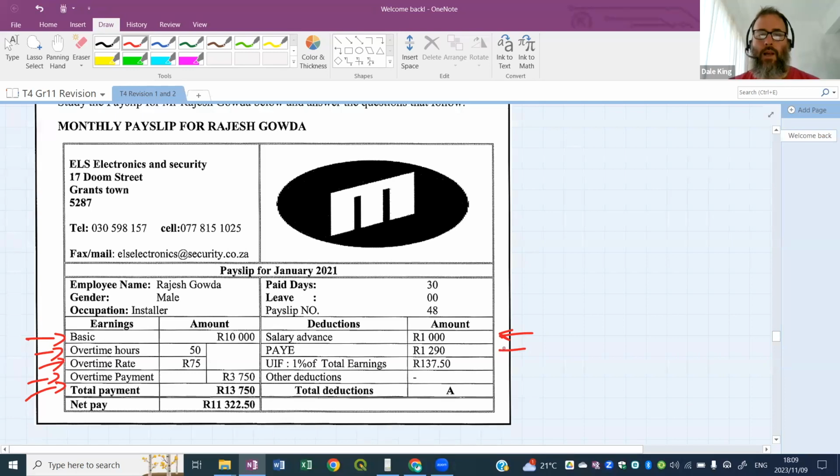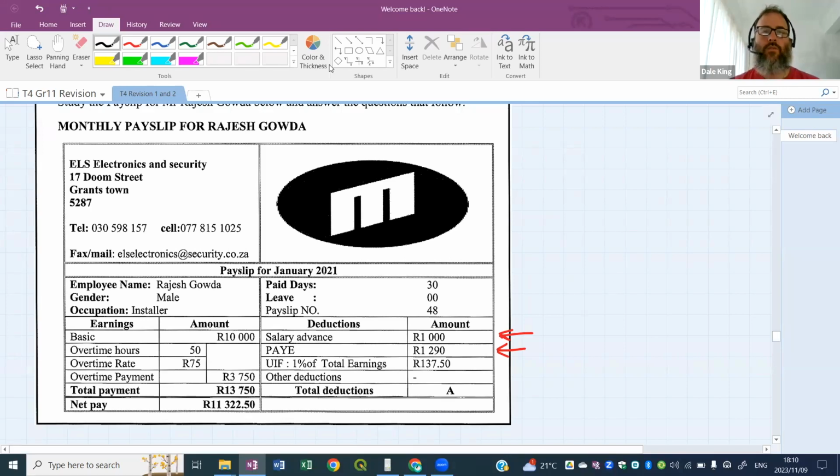Then you get PAYE. Can someone tell me what PAYE stands for? Anybody out there? You guys should all know. Somebody? Pay as you earn. Good, very good. Pay as you earn. So that is income tax, the tax you pay on your income. So you pay tax as you earn.